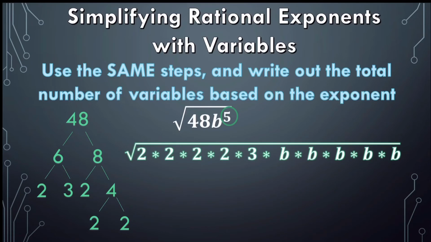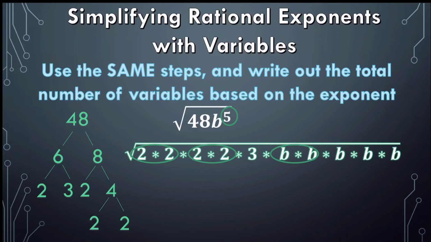So looking at my index, it is a 2. And a lot of you might be saying there's no root, there's no index. Yes, there is. In a radical, when there's no number written there, it's a 2. That means I need groups of 2. So I have a set of 2, 2. That's a group of 2 also.